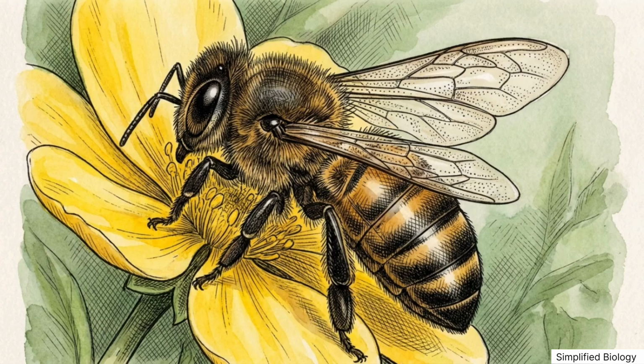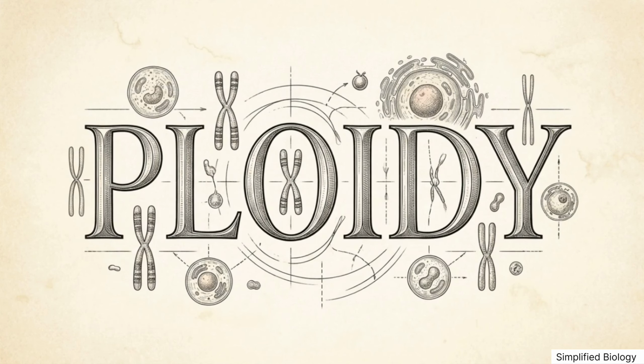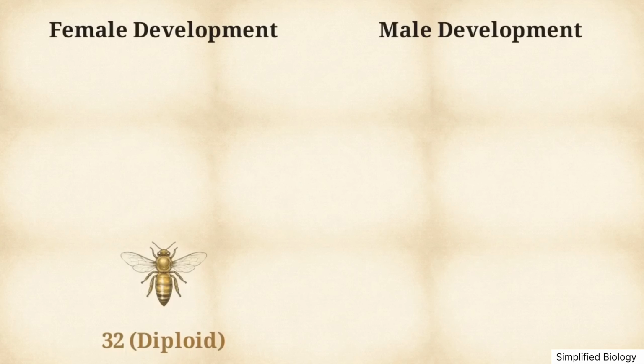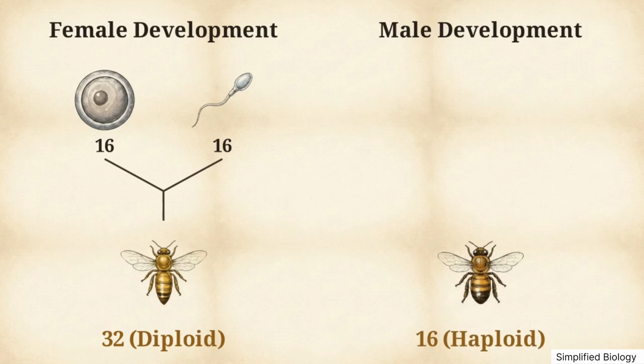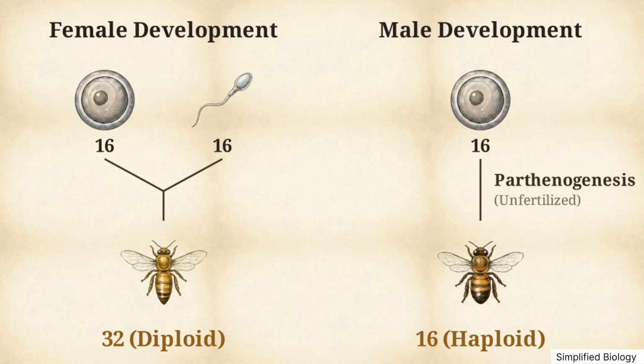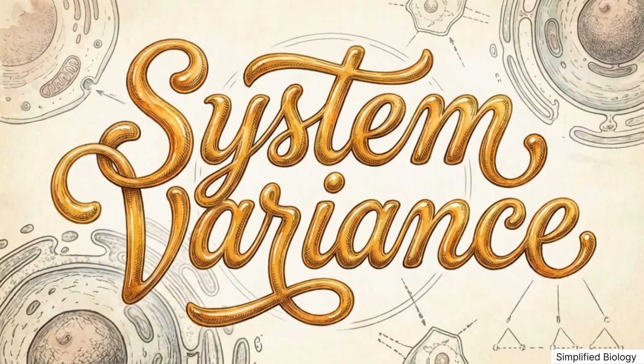The honeybee operates on a system that abandons the concept of paired sex chromosomes entirely. Sex determination in honeybees is based strictly on the number of chromosome sets an individual receives, a concept known as ploidy. A female bee, whether a queen or a worker, is a diploid organism, possessing 32 chromosomes. These females develop from the union of an egg and a sperm, each contributing 16 chromosomes. The male drone is a haploid organism, possessing only half the number of chromosomes, exactly 16. This occurs through parthenogenesis, where a male develops directly from an unfertilized egg, bypassing the fertilization process entirely. This is known as the haplodiploid sex determination system.